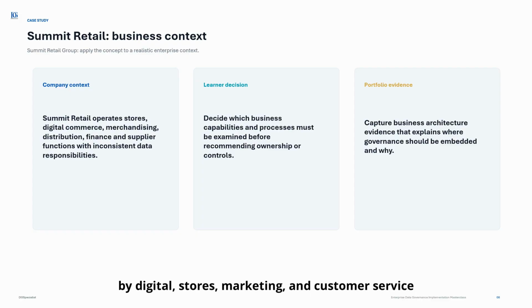Think about it. Customer data might be actively used by digital, stores, marketing, and customer service teams simultaneously. Product data could heavily involve merchandising, suppliers, e-commerce, and distribution centers. Finance reporting might depend on messy data pulled from multiple different operational processes. You must avoid the trap of assuming that the loudest stakeholder in the room automatically owns the problem. Before we progress, ask yourself and capture one implication for your later portfolio output. Remember, your goal is to build undeniable evidence explaining where governance, accountability, data requirements, and operating model changes are genuinely needed.